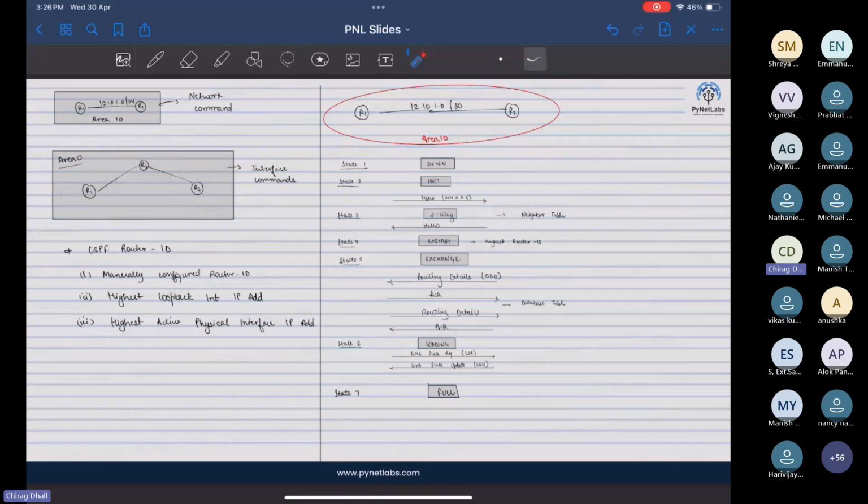When does LSR happen? So Nicholas, assume that I have become neighbor with you. Now I and you will compare our database tables. If there is some information which is not present in my database table but is present in your database table, I will request that information from you using a link state request. Clear?